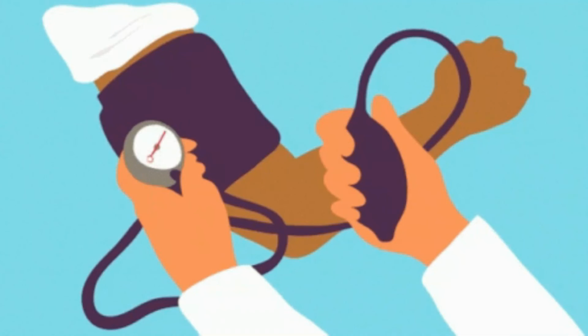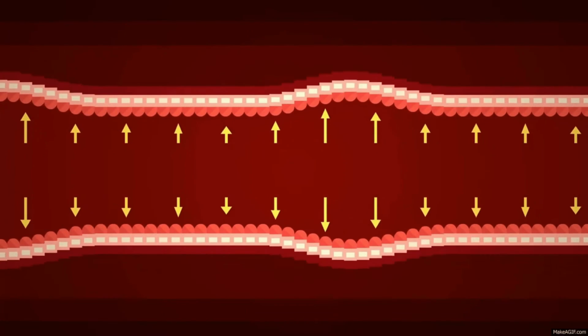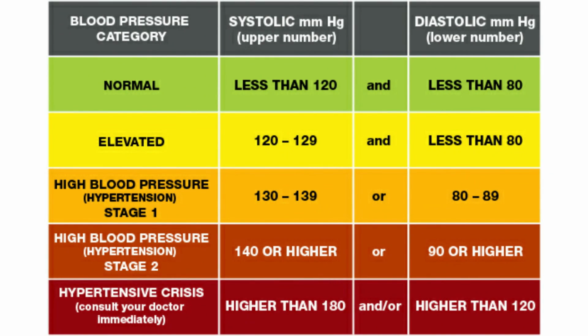Lastly, we're going to talk about blood pressure. Blood pressure is the pressure of the circulating blood against the walls of blood vessels. Most of this pressure comes from the heart pumping blood through the circulatory system. Your blood pressure is recorded as two numbers: the systolic blood pressure and the diastolic blood pressure.